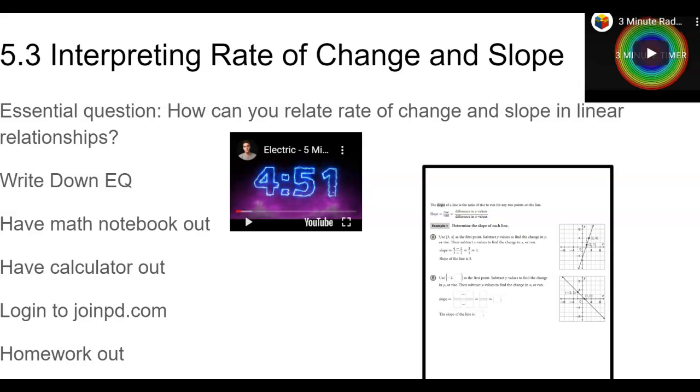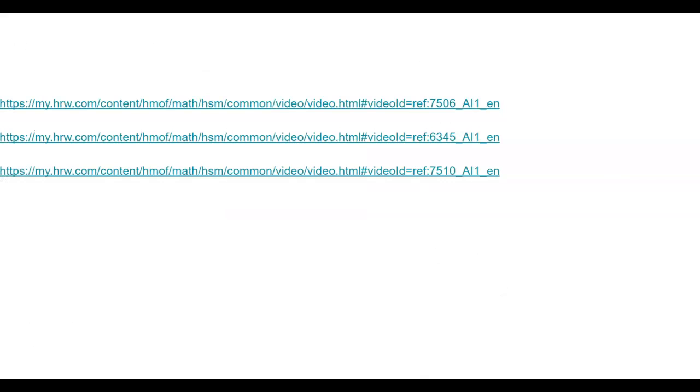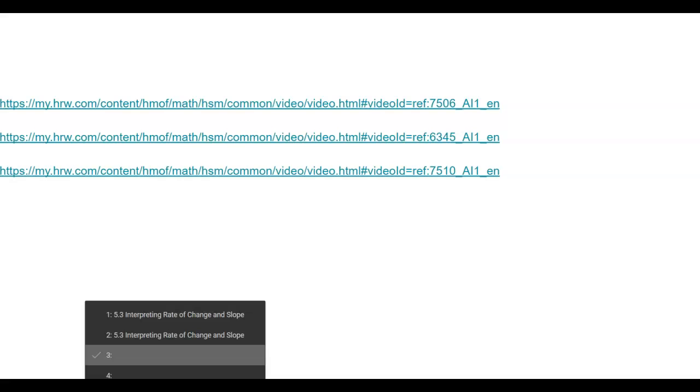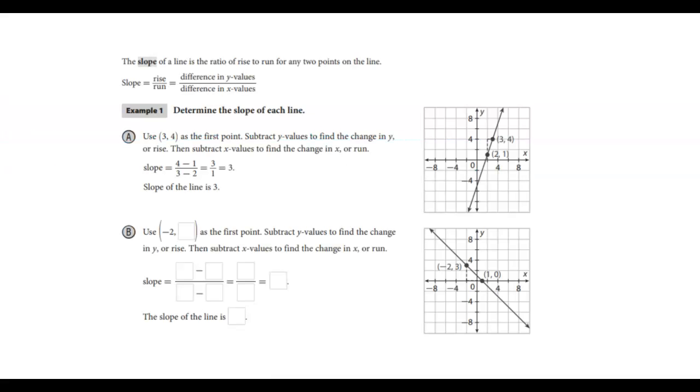All right. Essential question: How can you relate rate of change and slope in linear relationships? Okay, that's where we're at right now. How can you relate rate of change and slope in linear relationships? Okay, let's go to slide 2 here. You have your 3 videos on there if you want to check them out. They're on my HRW under slope. Okay, so let's go ahead and look at this. Like I said, I'm going to make this quick because it's a review.